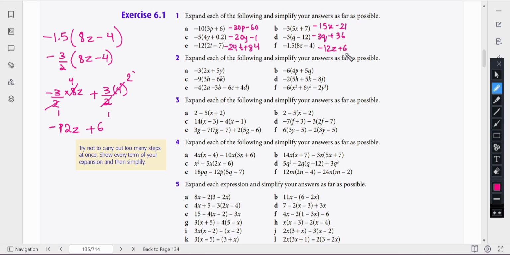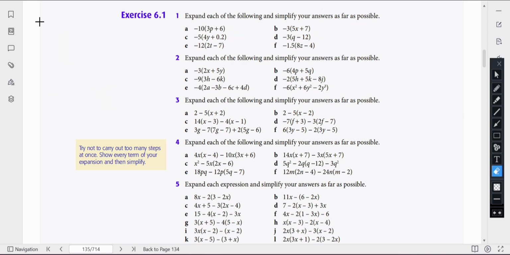Or you can also take 6 as a common and then solve it, but it is sufficient. If you write it like this, it is more than sufficient.